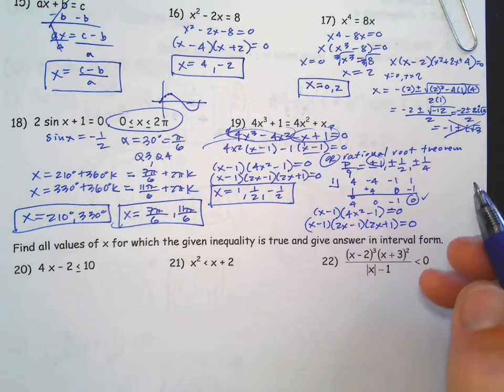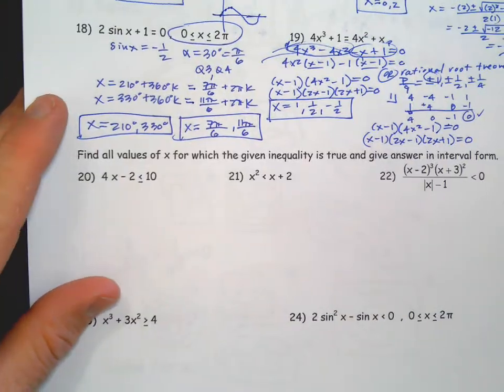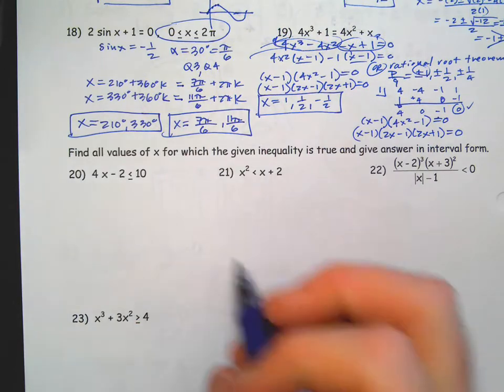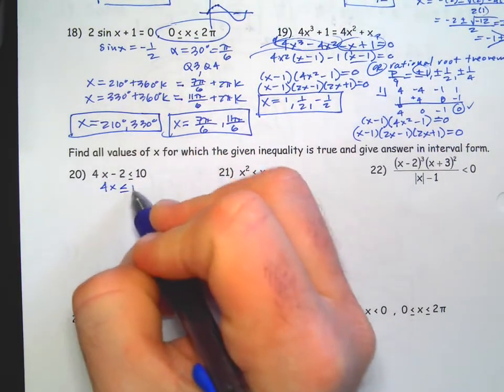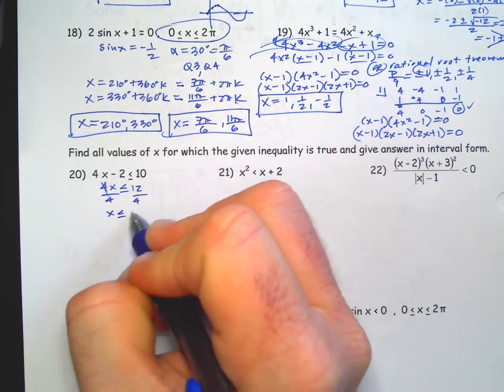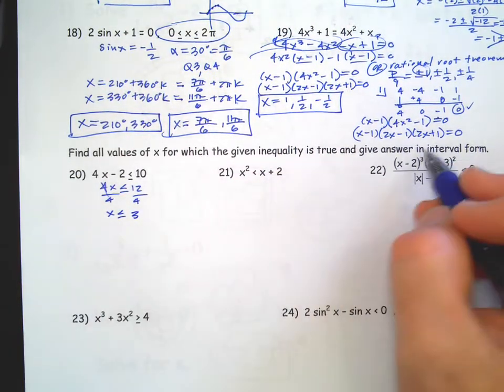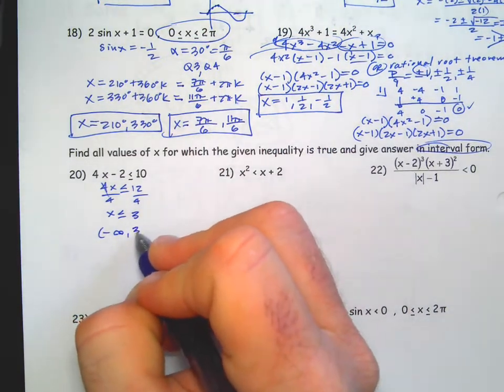Same answers. So we've got options, but that grouping thing's slick when it works, which it usually doesn't, does it? Okay, solving the inequality. This is linear, so we could just add 2 to both sides, divide by 4, and say x is less than or equal to 3. Now I want this in interval notation. So it's going to be negative infinity to 3, bracket.